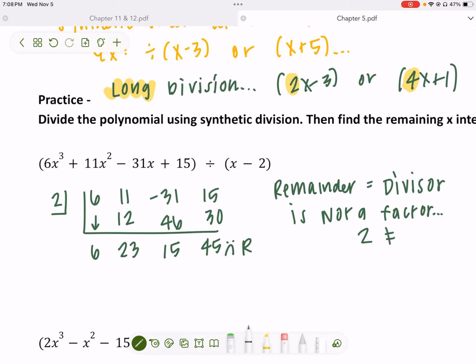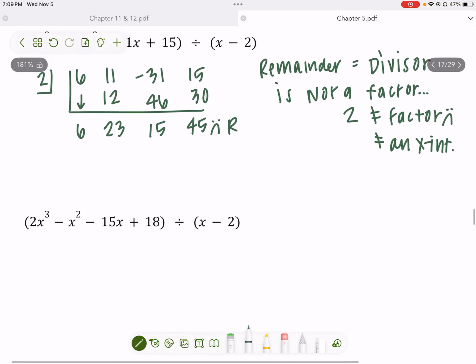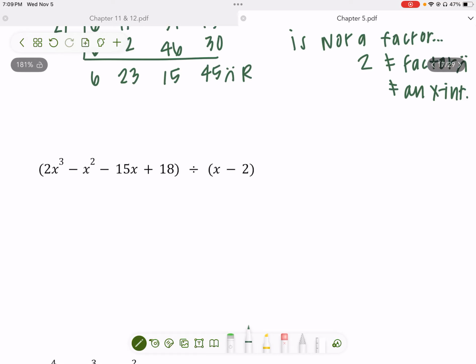Two is not a factor. Okay, there's nothing else we can do here. We can't find remaining x-intercepts because 2 is not an intercept. It's not an x-intercept. So we're kind of stuck. We can't move on. Let's try this one instead.